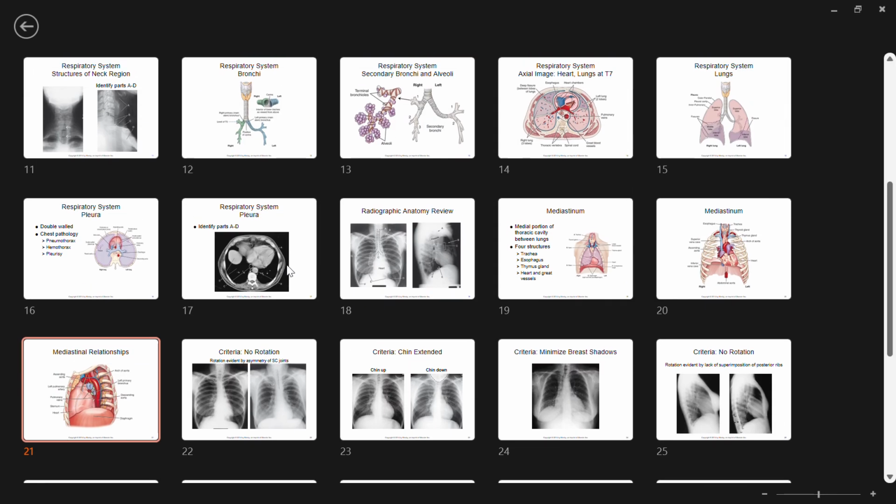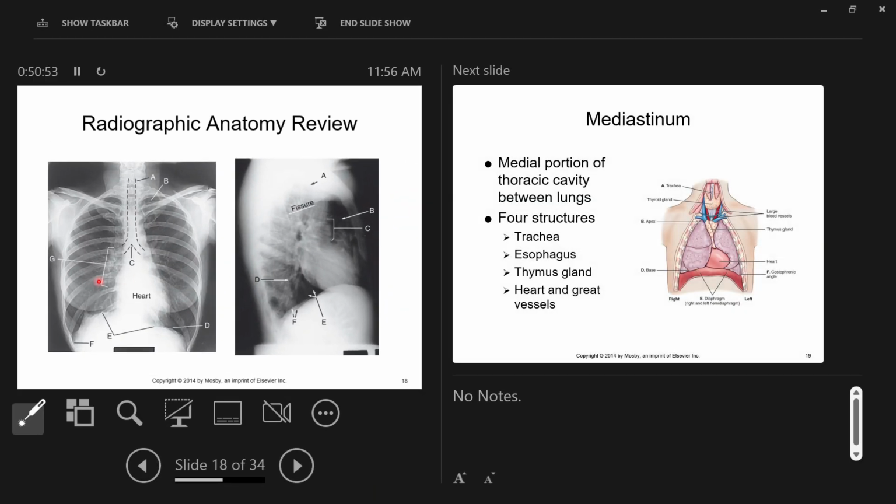Let's try now to, and I have only a couple more minutes here, let's try now to take a look at a couple of chest x-rays, and let's try to look at some of the anatomy, see if we can point out some of the anatomy, okay?